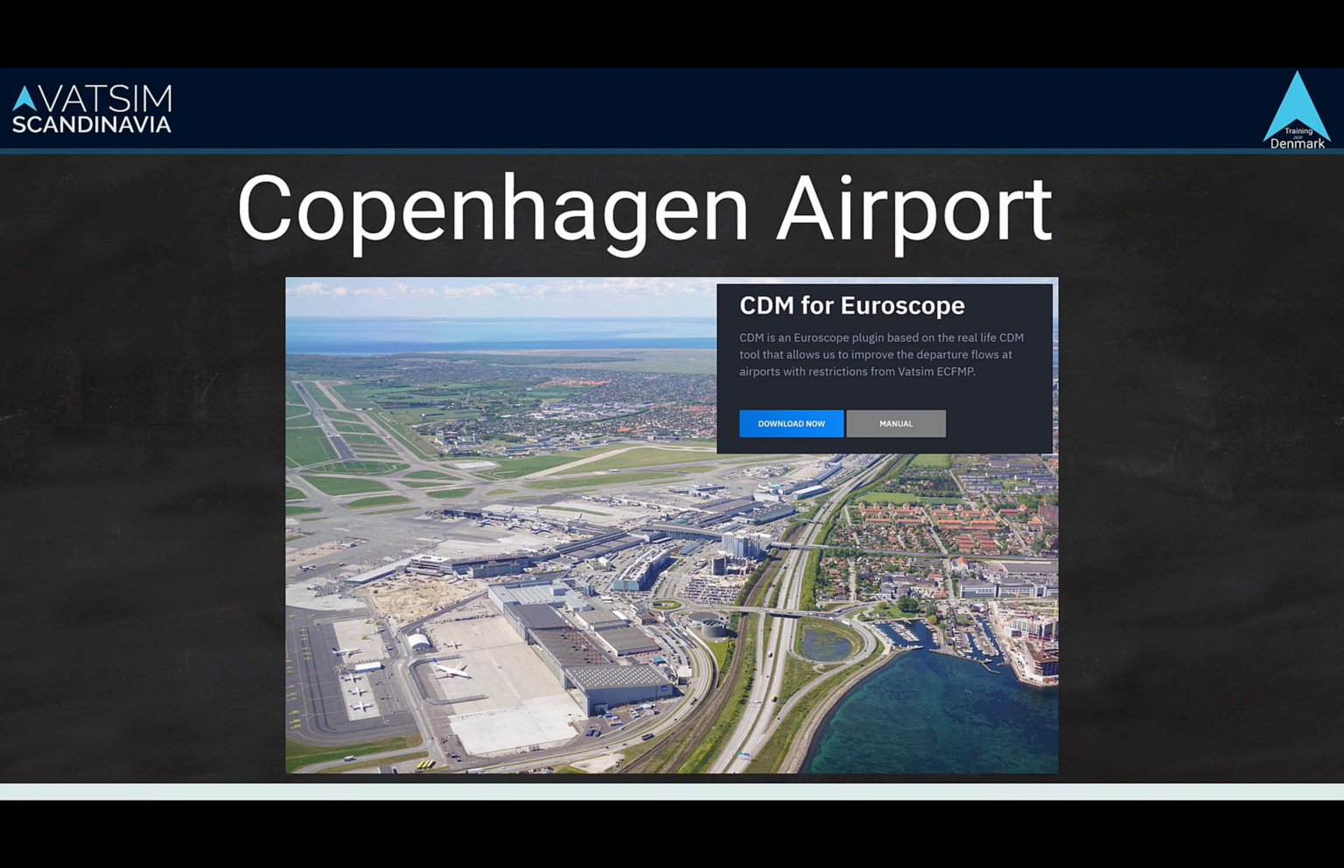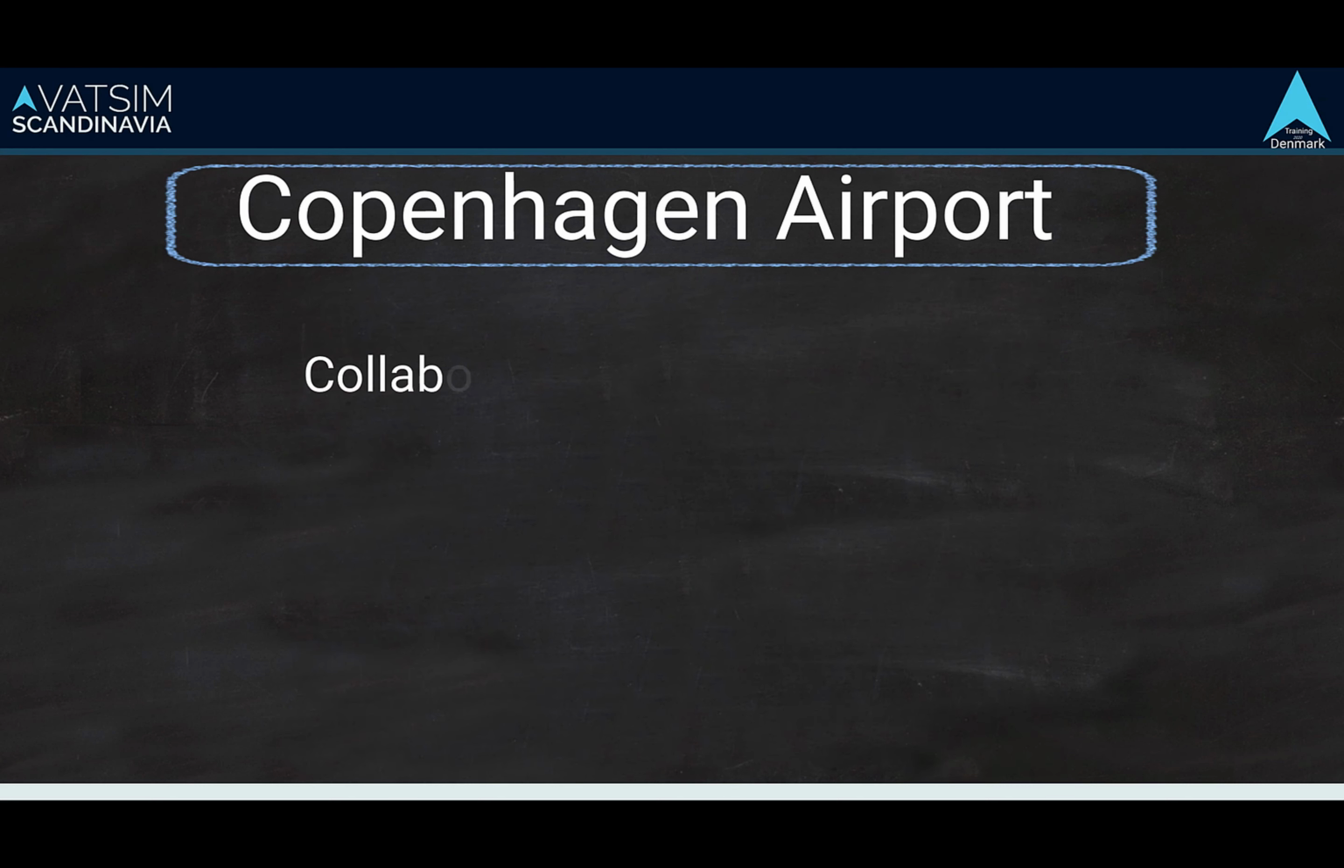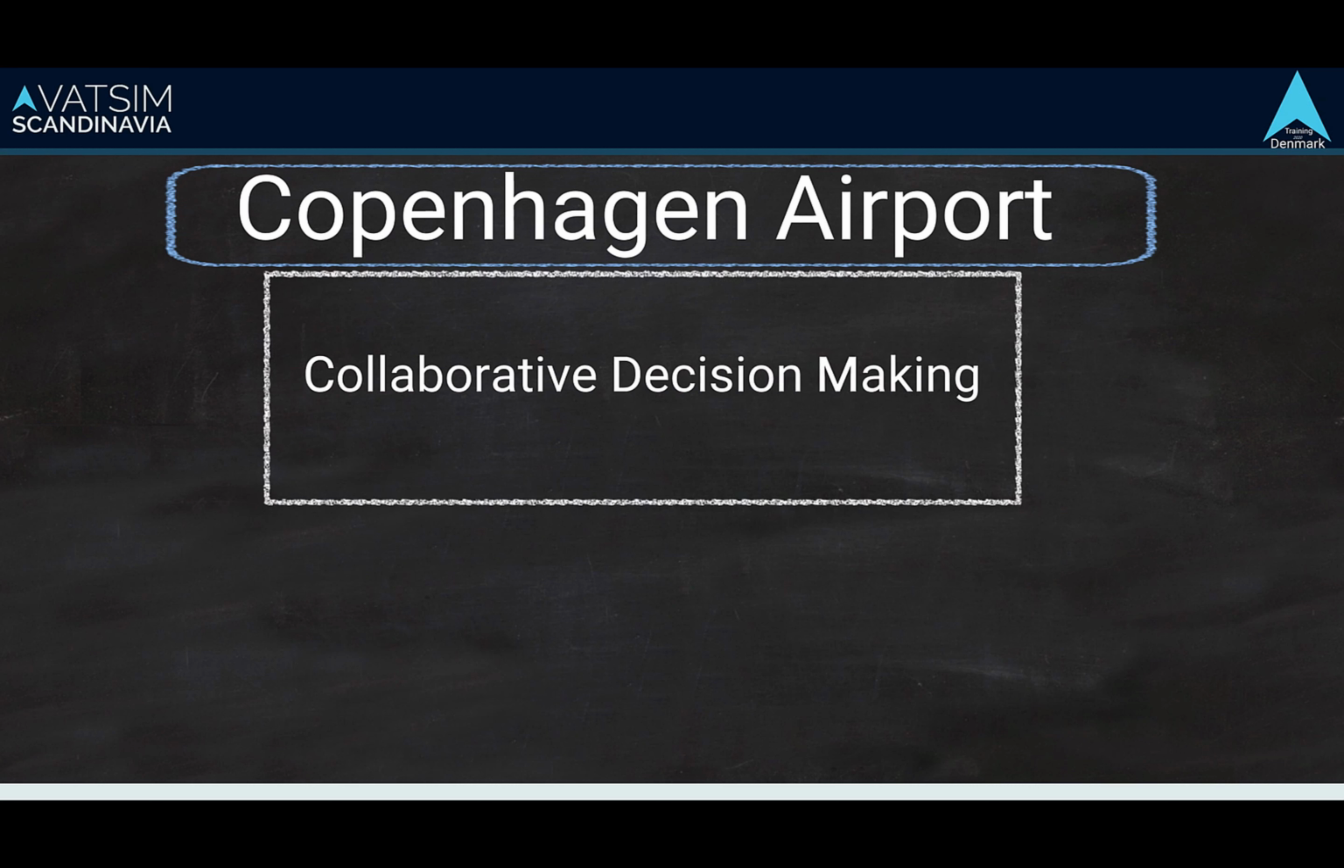Welcome to the next video briefing in this series about ATC at Copenhagen Airport. In Copenhagen Airport, we are using the Collaborative Decision Making tool to regulate traffic flow, which is also known in the short form as CDM.